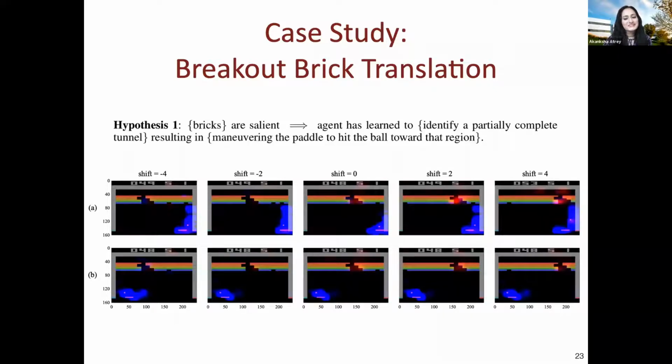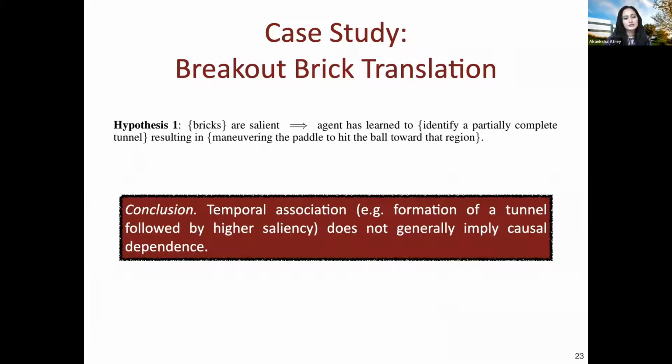It's very interesting that this happens, and we can come up with more hypotheses based on these tests and test them. But the idea is that our first hypothesis, which is a very natural one that a lot of researchers make, given how high profile this tunnel building process is, is actually false. It's not true for the whole game. So we can conclude that the temporal association, which is a formation of a tunnel followed by higher saliency, does not generally imply causal dependence, which is what we as researchers are trying to understand.